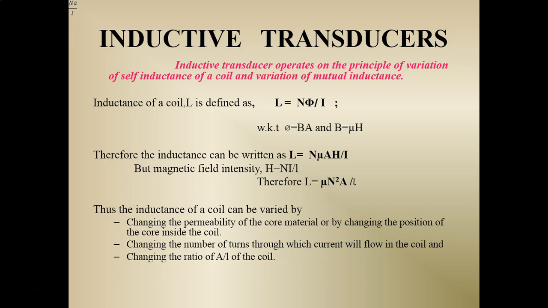Therefore, the inductance of a coil can be varied by changing the permeability of the core material or by changing the position of the core inside the coil, changing the number of turns through which current will flow in the coil, and changing the ratio of A by l of the coil. So here, by changing the position of the core inside the coil, we will be seeing how LVDT transforms linear displacement into electrical voltage.